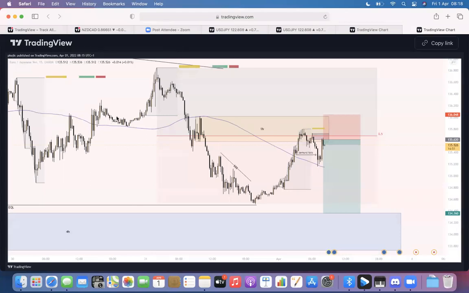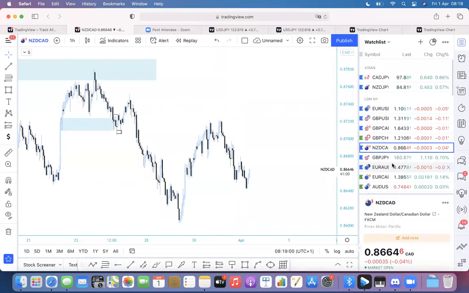Your GBPJPY, you're looking to enter here. I'm not really a fan of entering without the Asian high or low being taken out, in this case the Asian high. But I see what you see. Demand failed, retracement to supply, possible entry. If this is your entry style, then stop loss should just be above here, aggressive stop loss, but still, personally not entering because Asian high was not taken out.